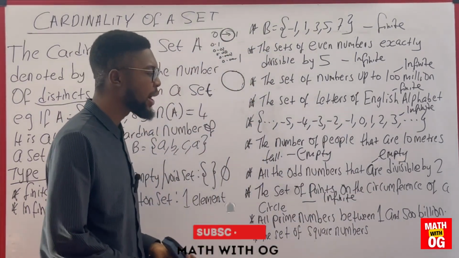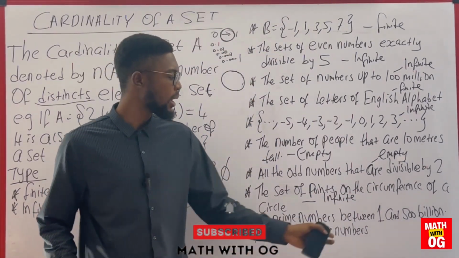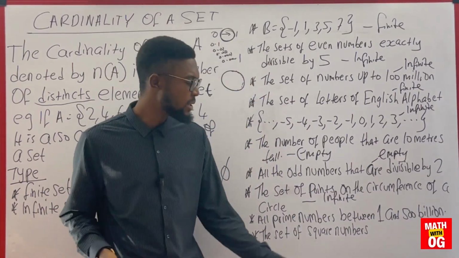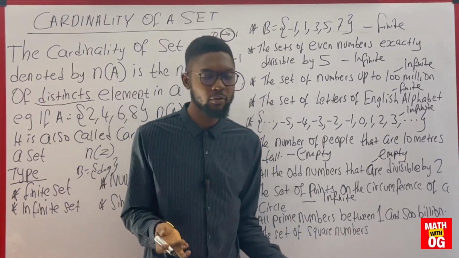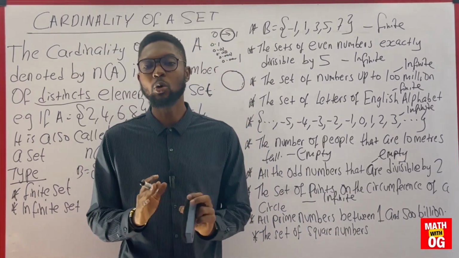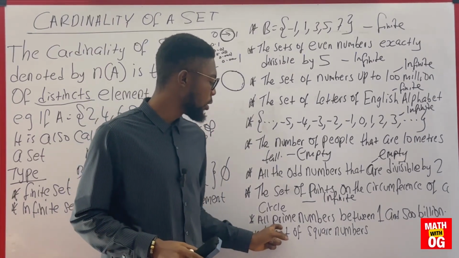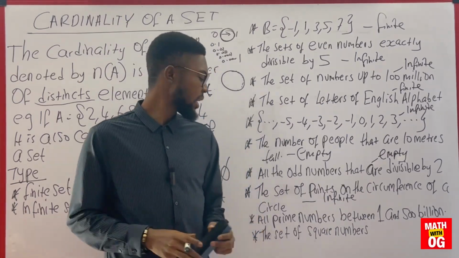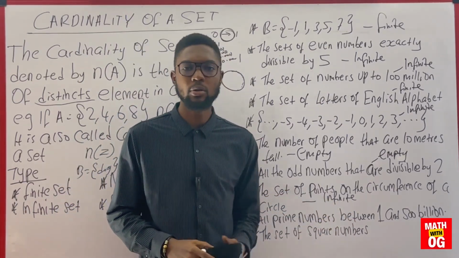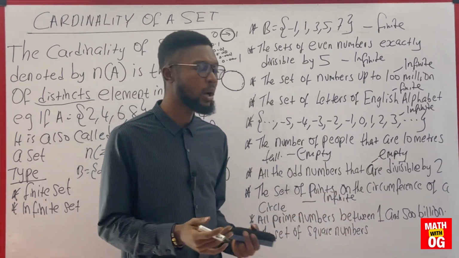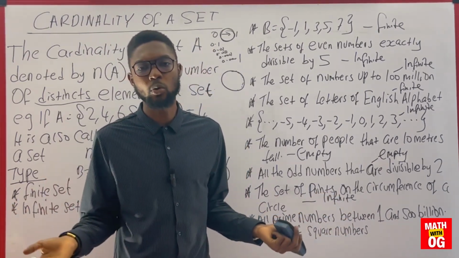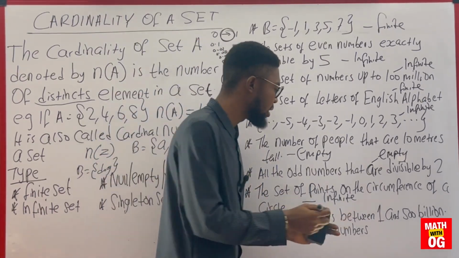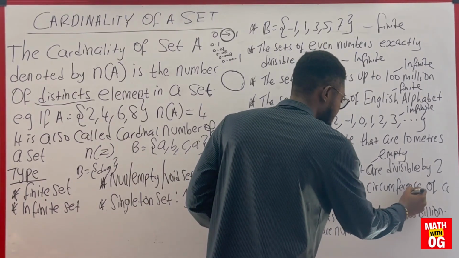Next question. All prime numbers between 1 and 500 billion. We have a beginning and an end, and we know that prime numbers are whole numbers. It means that we can list out all the whole numbers from 1 to 500 billion. Suppose you were told all positive whole numbers between 1 and 500 billion, it is finite. Now you are told all prime numbers between 1 and 500 billion, it is also finite. It might not even be up to 1000. That's the cardinality. It might not even be up to 100. But prime numbers do not follow a sequence. So this is a finite set.